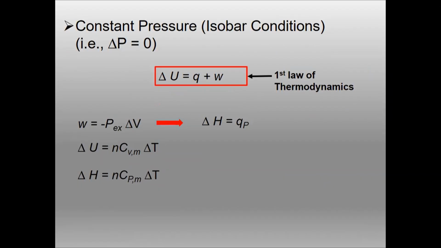Constant pressure, where delta P equals 0. Again, you will be able to get the work, negative P external delta V. This will not equal 0 here because you know the pressure and you know the volume. Delta H will equal Q, and delta U will equal n CVm delta T. Delta H will equal n CPm delta T. So again, as I said, there is no zero function here. All the thermodynamic functions, none of them will equal 0.